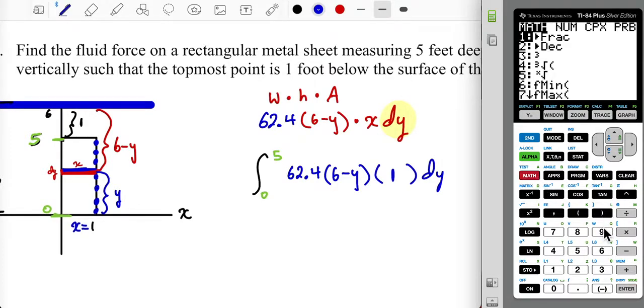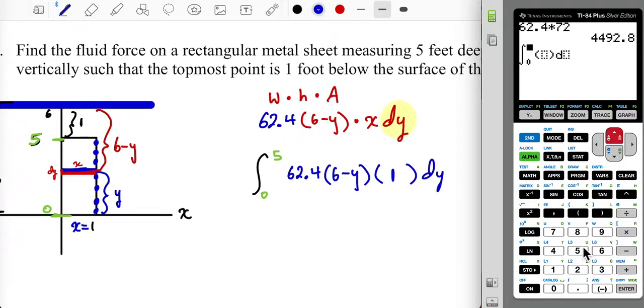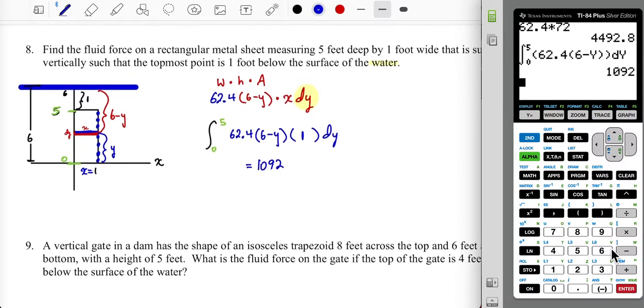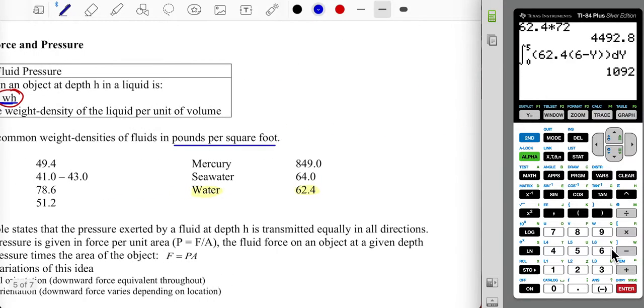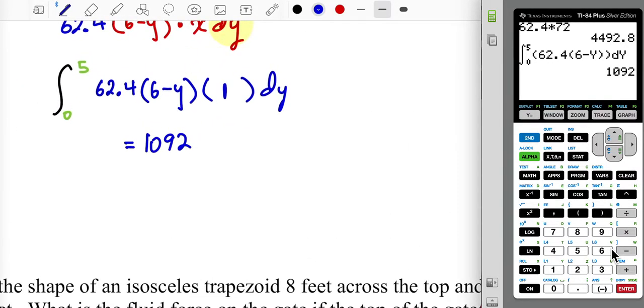So the integral from 0 to 5 of 62.4 times (6 minus y) dy. You can use x if you want, as long as you're consistent. And you get 1092. And the units are consistent with the stuff on the previous page, feet, and the 62.4 was a measure of weight density that I gave in pounds per square foot. So these are going to be foot pounds.